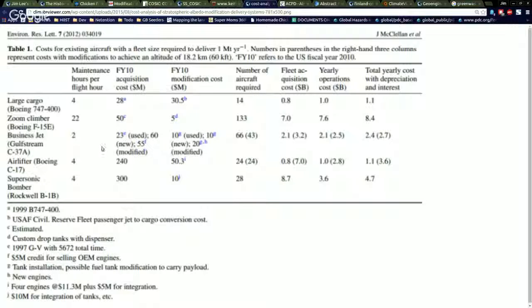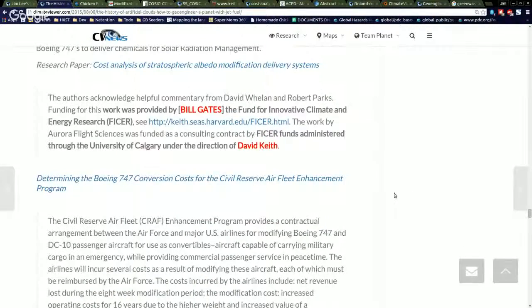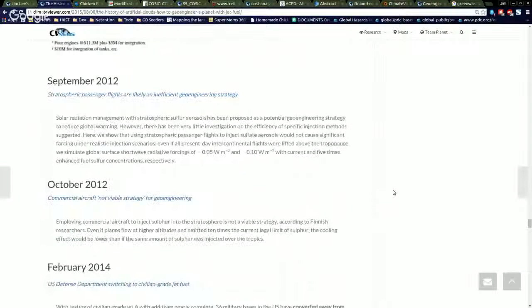So what he's talking about is using the U.S. Air Force Civil Reserve Fleet to convert Boeing 747s to deliver chemicals. David Keith was proposing using our military to do that. That is interesting. And of course, that's also funded by Bill Gates' program.